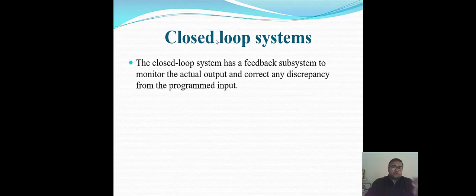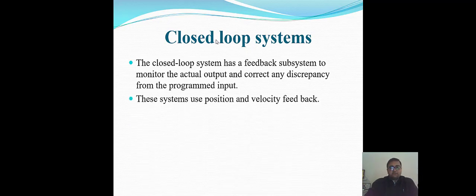So in case of closed loop system, the system has self intelligence to decide whether there is any problem or not. That problem is also predefined, and that's the beauty of engineering. When you can define the problem and you can define the solution, that will be remarkable engineering. Okay. So this system uses position and velocity feedback.